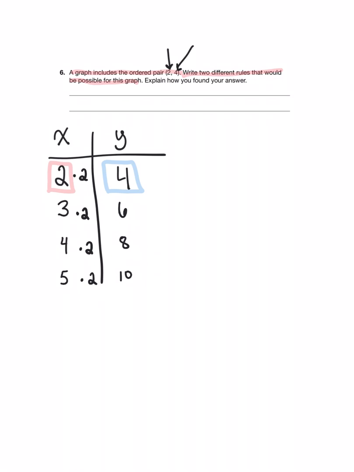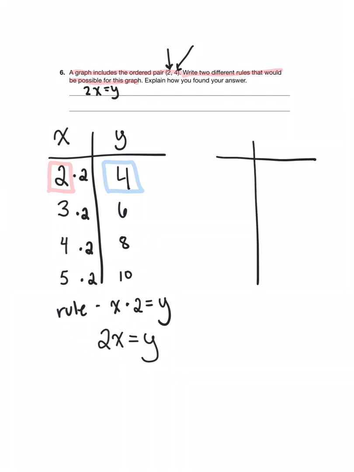So my rule is going to be: take whatever your X axis is, multiply it by 2, and that will give you your Y coordinate. Another way to write this is like this: 2x equals y. So I can write that rule up here on this line.